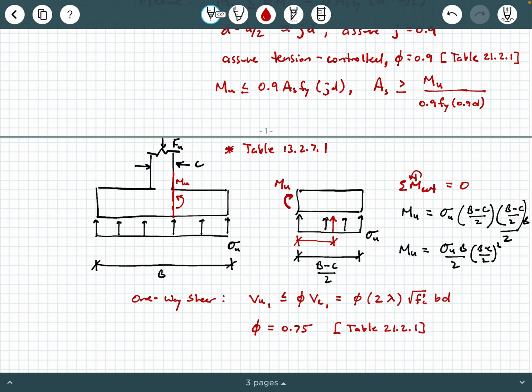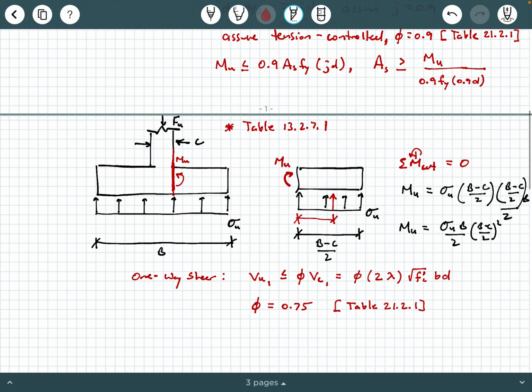Well, the critical section is not always going to be at that face right there. It could be at a slightly different location. So take a look at that table in ACI to help you find where the other critical sections are. When you do that, the Mu value you're going to calculate is going to be a little bit different because these dimensions will be a little bit different.